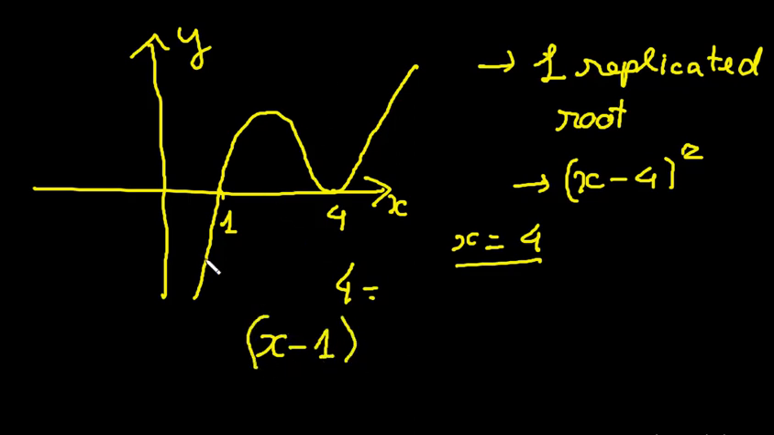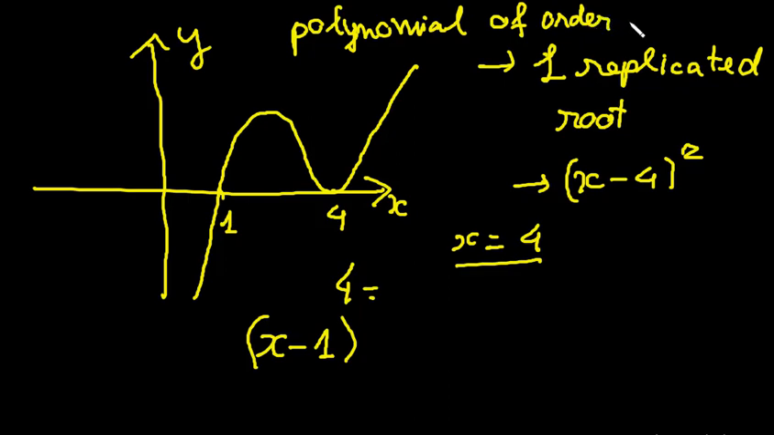and here is the shape for the polynomial of order 3, because this is the general shape for the polynomial of order 3. So we have this one to the power 2 and this to the power 1. So the overall equation for this graph would be x minus 1 multiplied by x minus 4 squared.